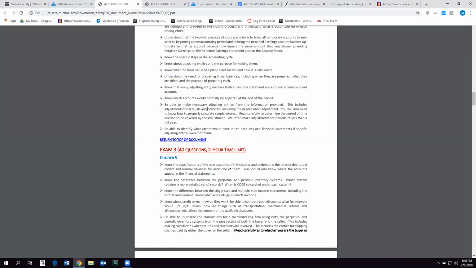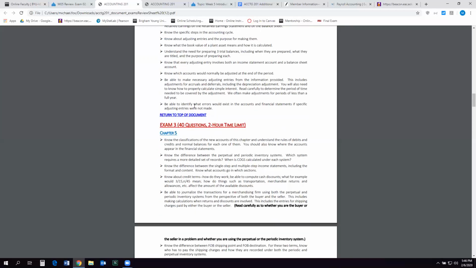Be able to make necessary adjusting entries from the information provided. Okay, so again, they're hitting this over and over. This includes adjustments for accruals and deferrals, depreciation, and how to calculate simple interest, which is principal, the amount that's borrowed, times rate, times time, and the time is always listed as fractions of a year. So if we want to calculate the amount of interest for 6 months, we would say the principal times the rate times 6/12.